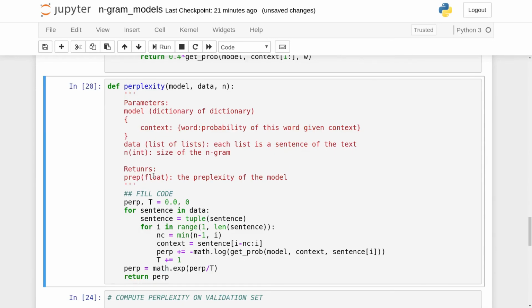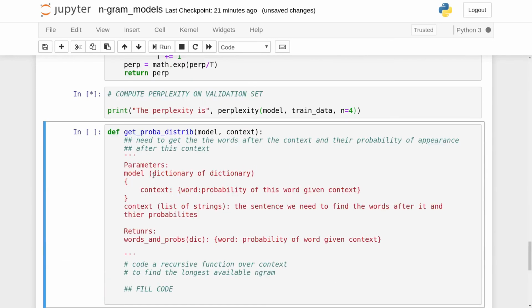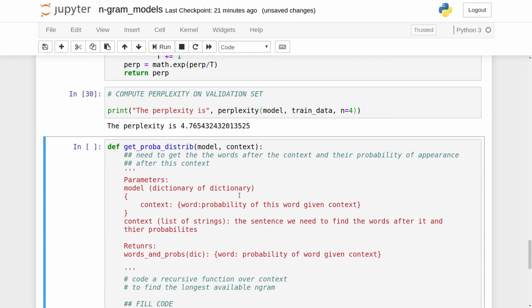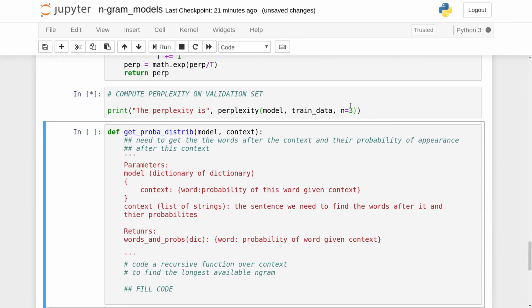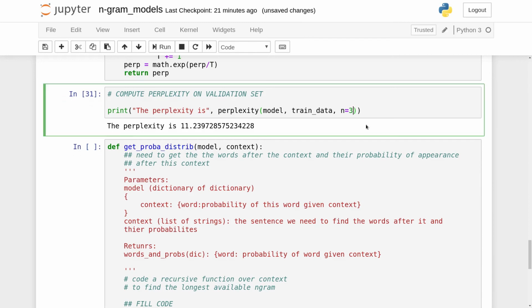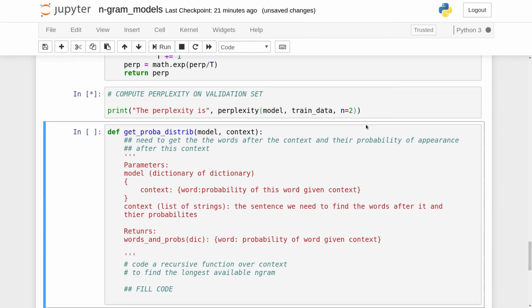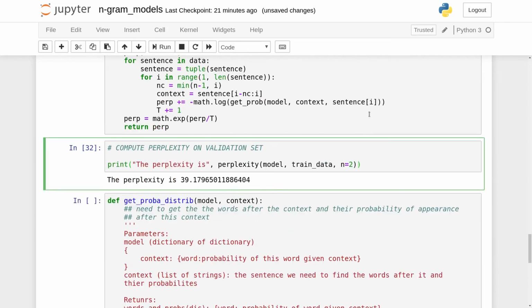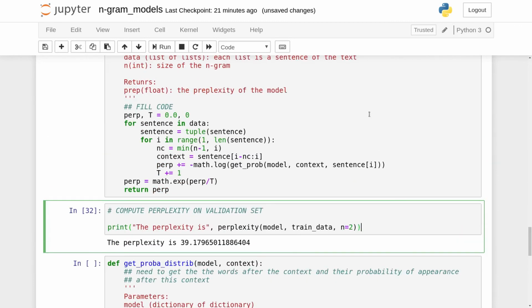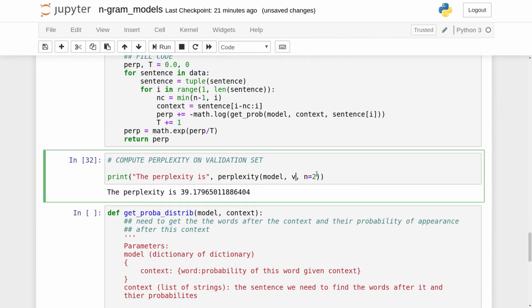Okay, so let's check the perplexity when n equals 4. So it's 4, so that's really low. Let's see when n equals 3, and when n equals 2. Okay, so it's clear that when we increase the size of the n-gram, the perplexity gets lower, which is good. But this is for the training data. Let's see for the validation data.